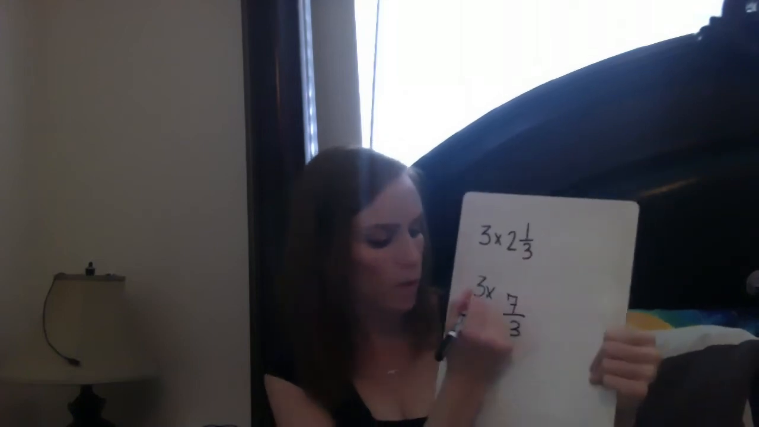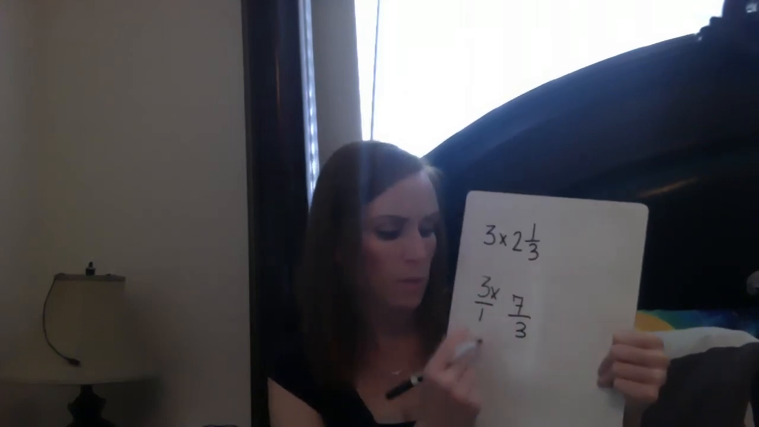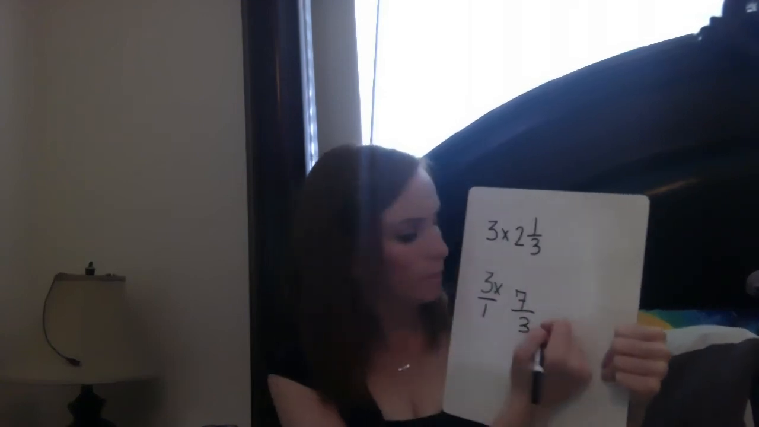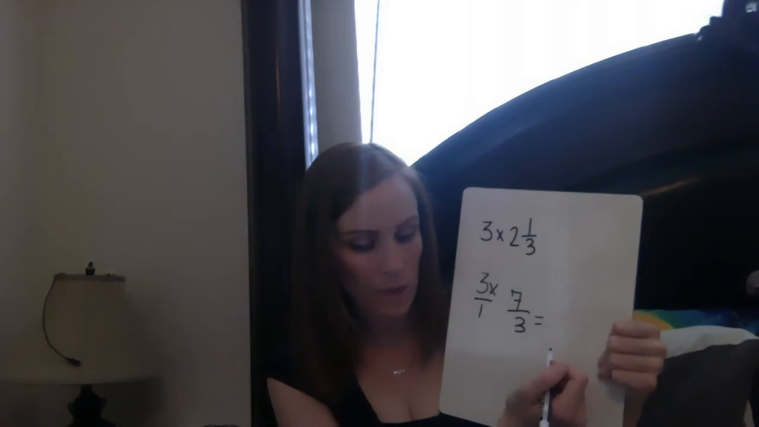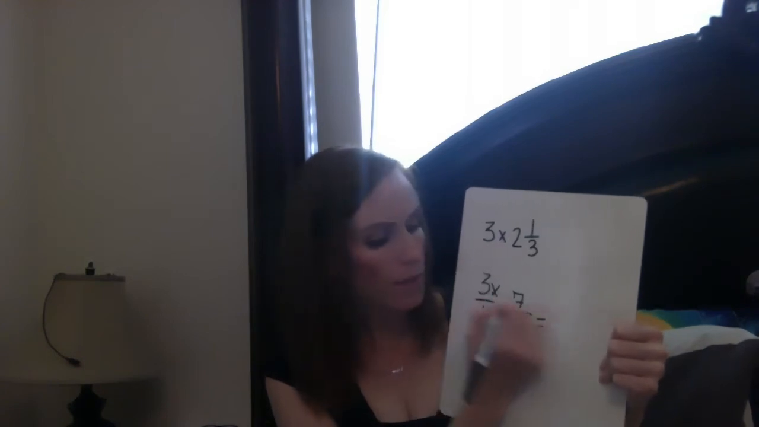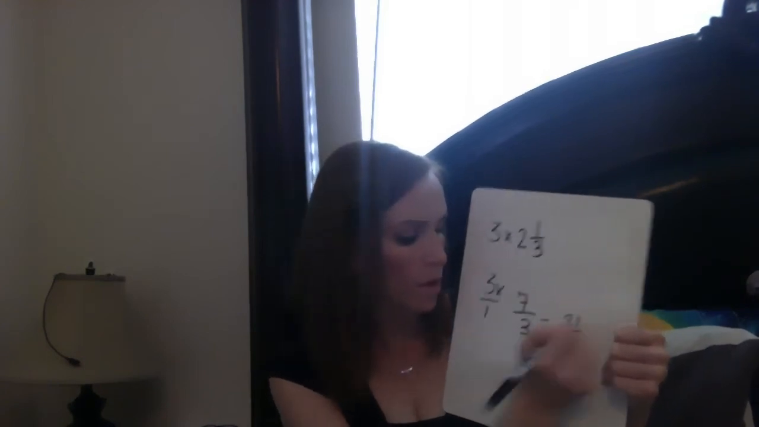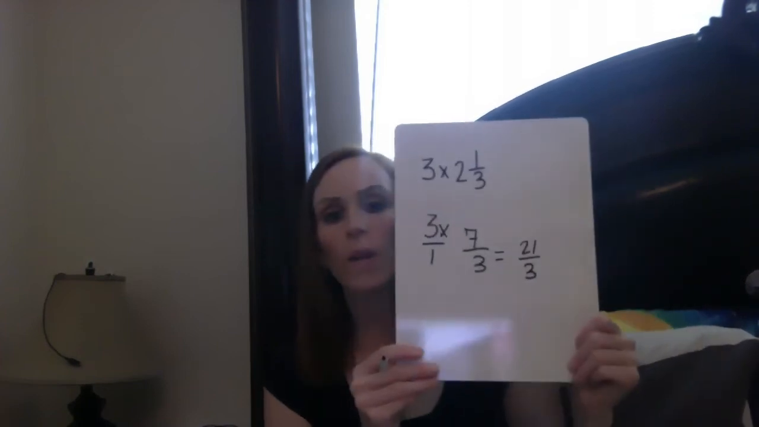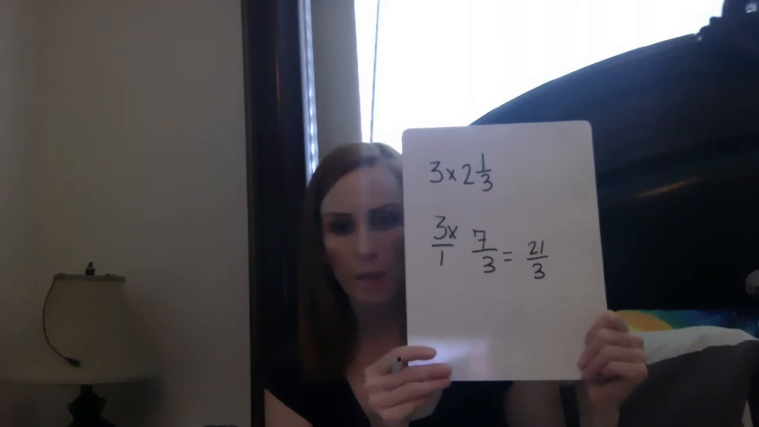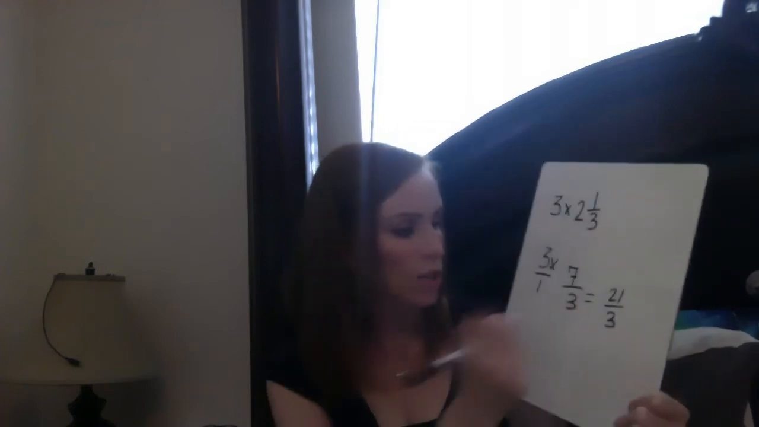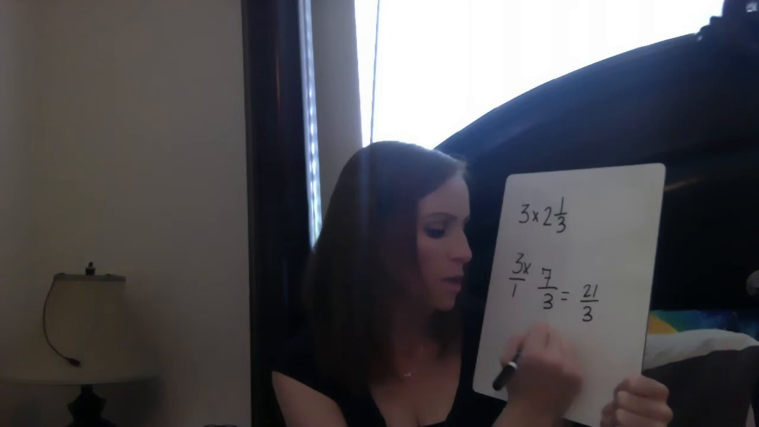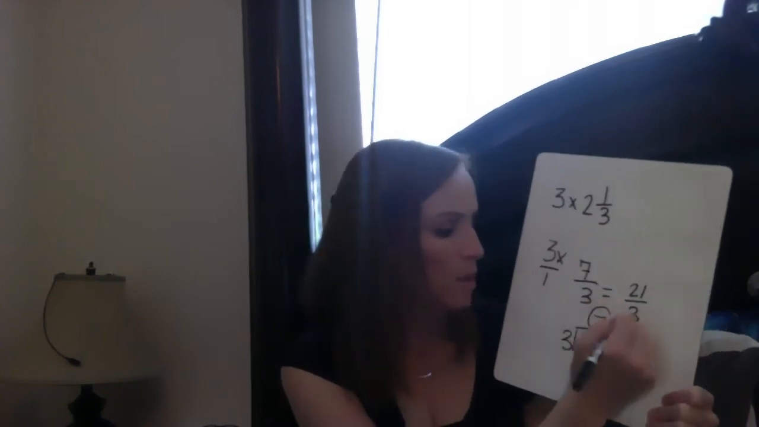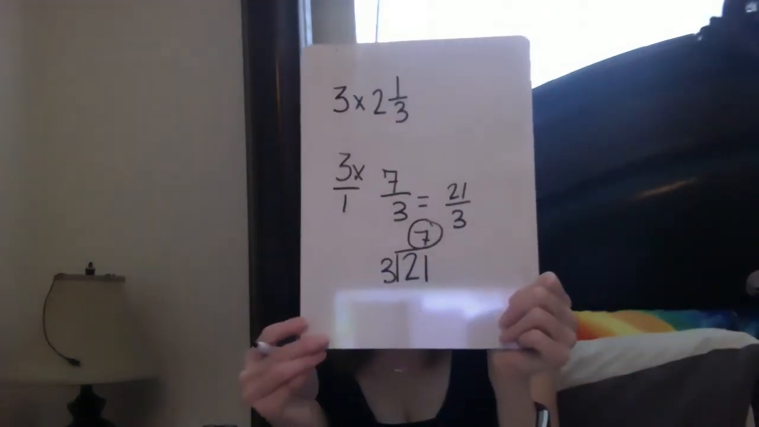Now, to multiply, we're going to give this a denominator of 1 because we remember that that does not change the value here. And then we multiply straight across. 3 times 7 is 21. 1 times 3 is 3. Now, we can simplify this. It is still an improper fraction, so we need to change that. So we make that a division problem. 21 divided by 3, and we know that 3 goes into 21 7 times, so our answer is 7.